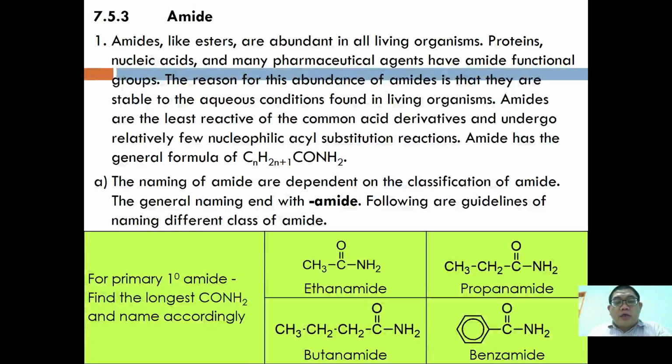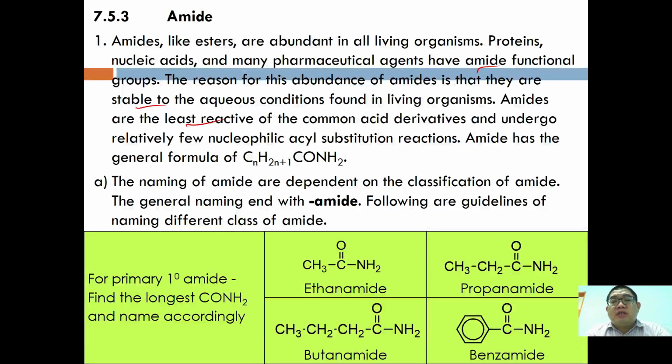Okay, so this is the final video for this chapter where we're going to focus on amides. Amides, like esters, are abundant in all living organisms. Proteins, nucleic acids, and many pharmaceutical agents have amide as a functional group. The reason for this abundance is that amides are stable in aqueous solutions found in living organisms. Amides are the least reactive of the common acid derivatives and undergo relatively few nucleophilic acyl substitution reactions.